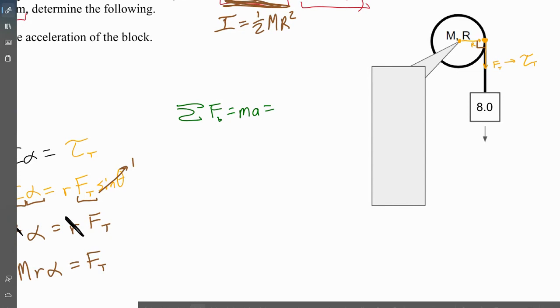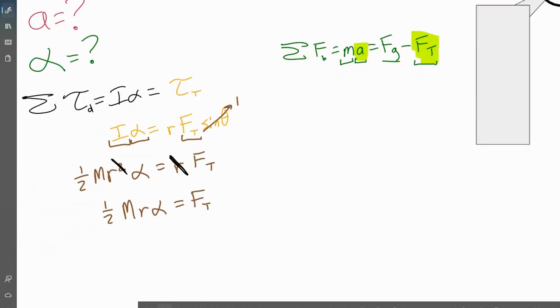Well, the block's moving straight down. What's helping the block move? Force of gravity. What's hurting the block? Force of tension. So we have gravity minus force of tension. Okay, we know the mass of the block. We're trying to find the acceleration. We know force of gravity. We don't know force of tension. So unknown, unknown. Back to the torque situation, unknown, unknown.